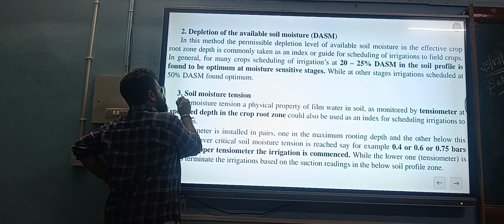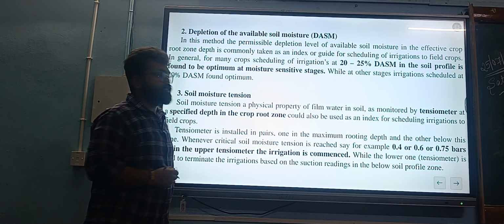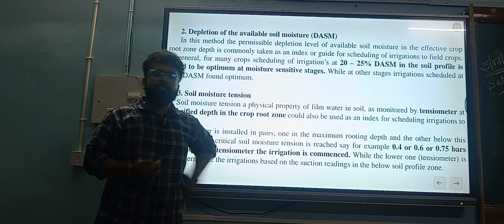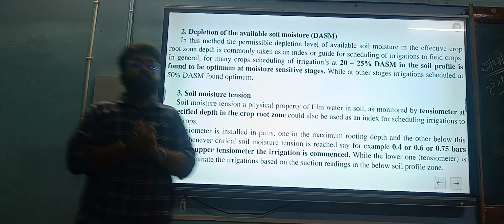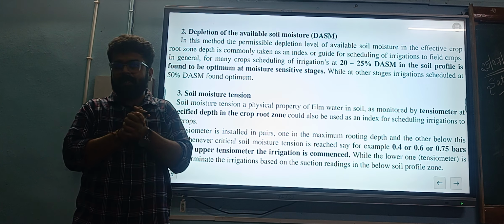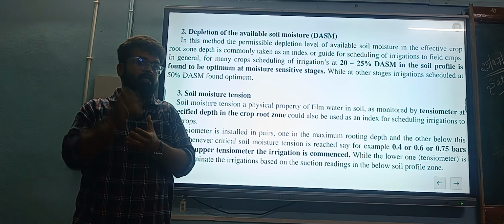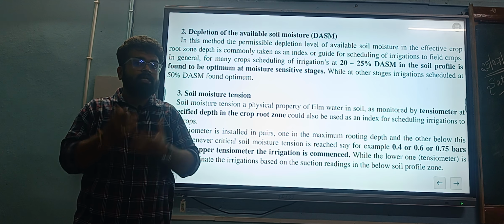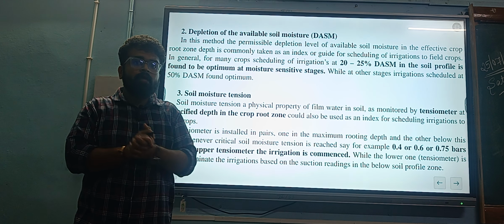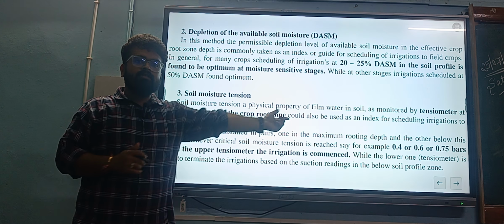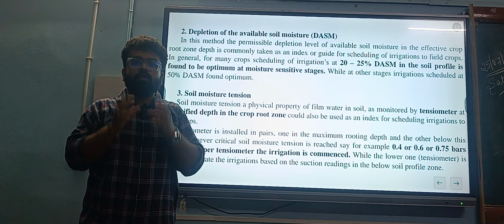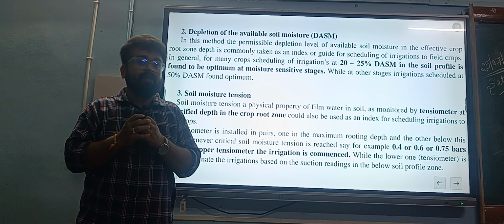The next is the soil moisture tension approach. What is soil moisture tension? Tension refers to the tenacity with which water is held in the soil particle. For its measurement, as we learned in lecture 4, we use instruments such as the tensiometer, gypsum block, and Newton moisture meter. To measure soil moisture tension, we can easily use the tensiometer. It works up to a range of 0.85 bar.